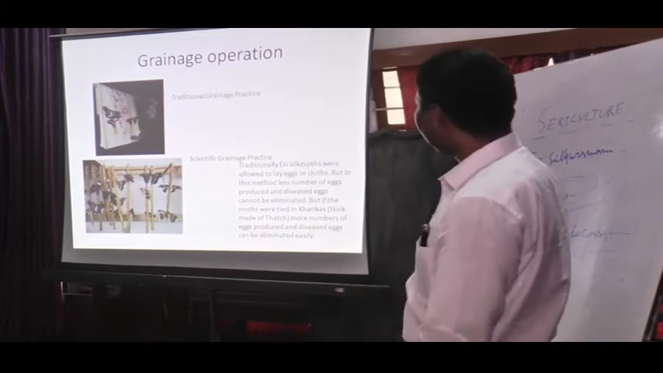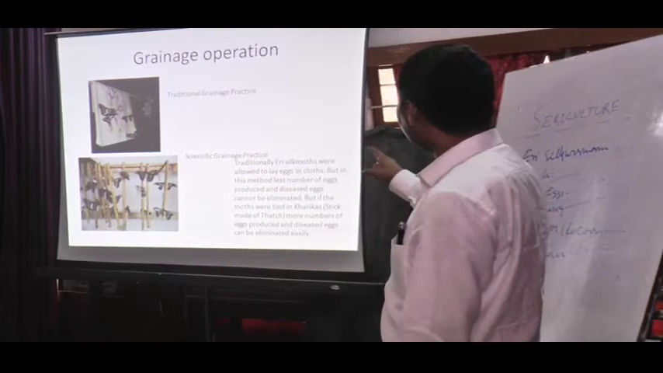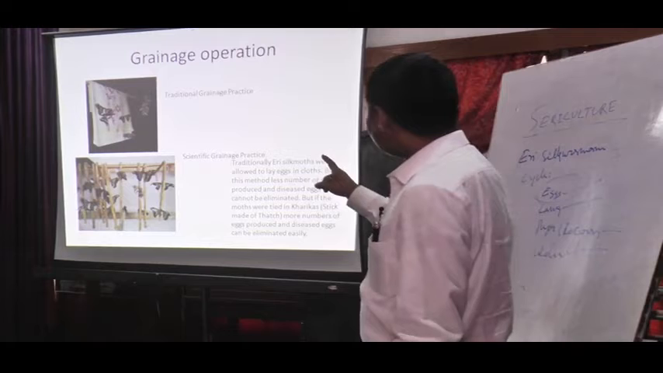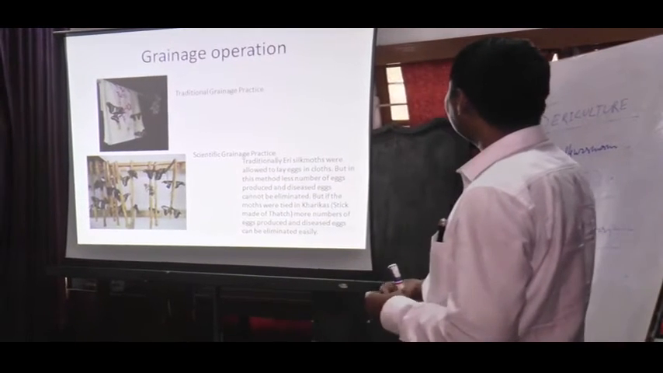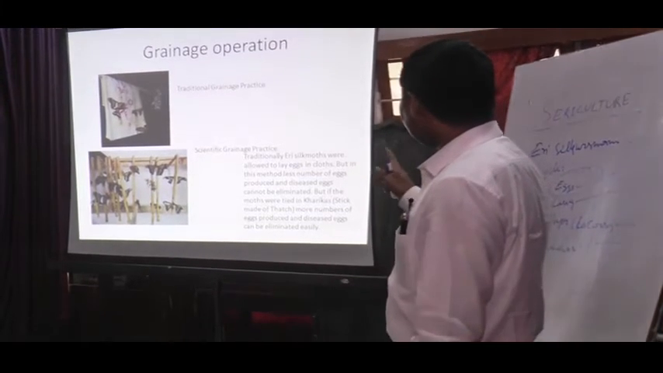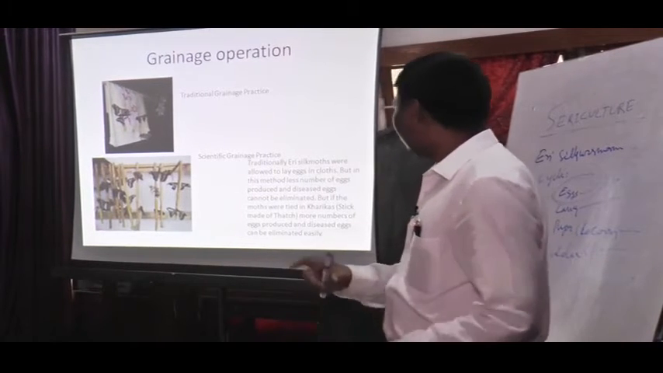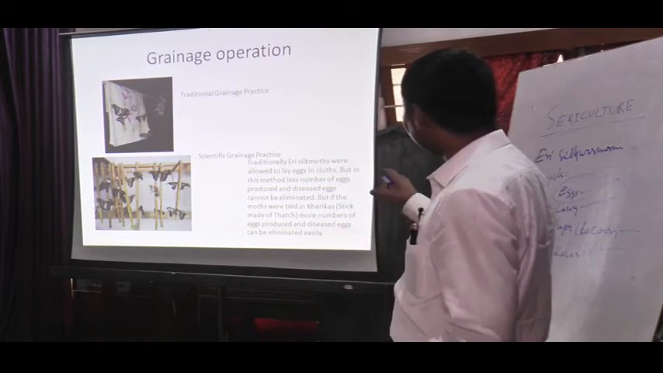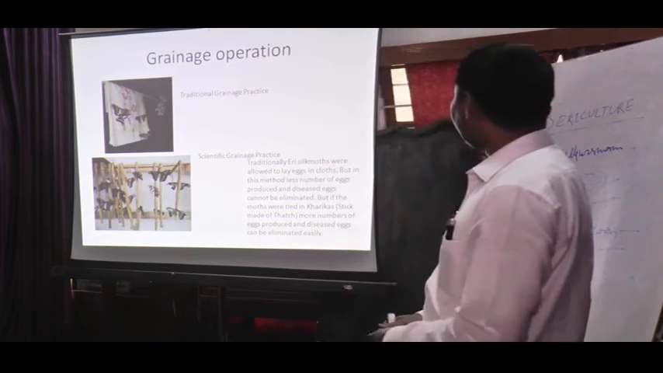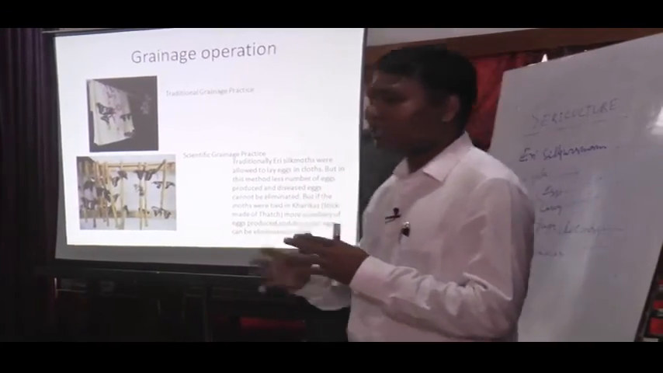In case of scientific practices of grainage, traditionally Eri moths were allowed to lay eggs on cloths. But in this method, fewer eggs are produced and diseased eggs cannot be eliminated. But if moths are tied in coricas, a device for egg laying, a stick made up of thrust, more eggs are produced and diseased eggs can be eliminated easily. This is the difference between scientific and traditional rearing.